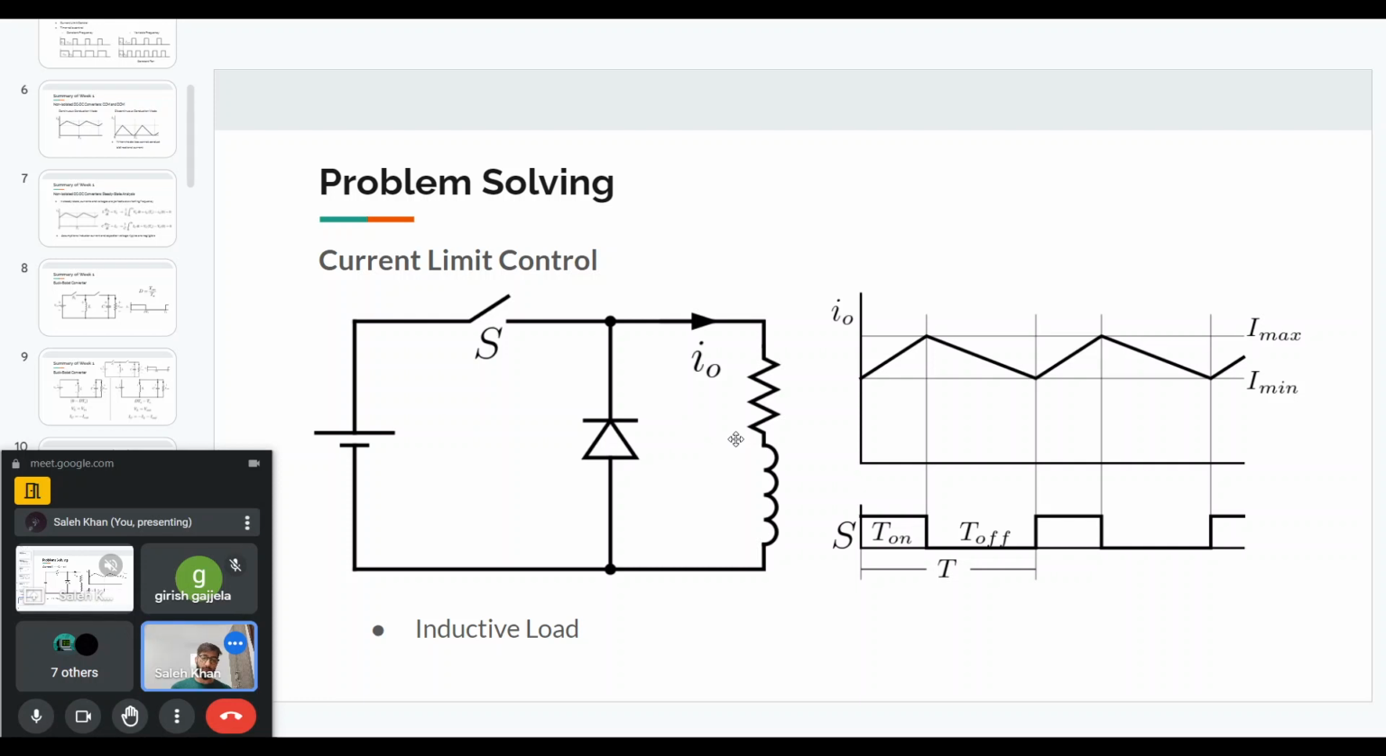So the control will only work if the output current rises and falls, and it rises and falls in a gradual manner. And then you can see that that can only happen for an inductive load.